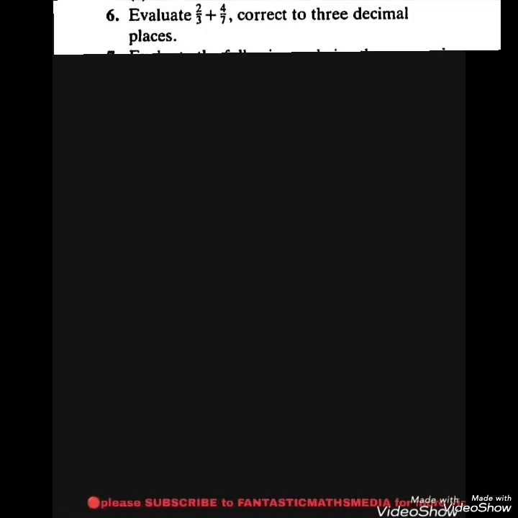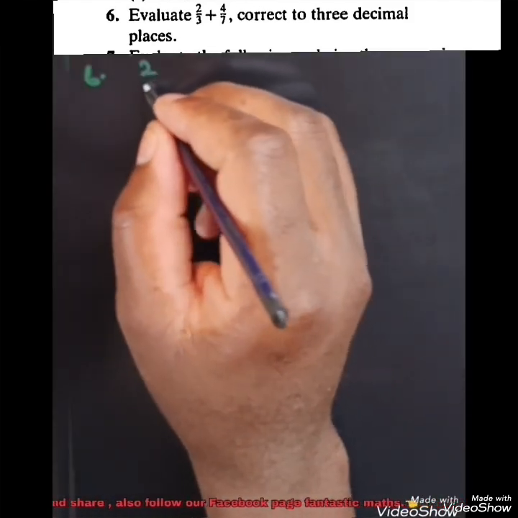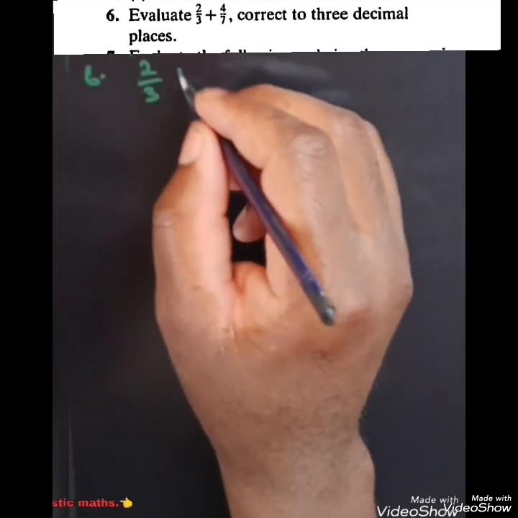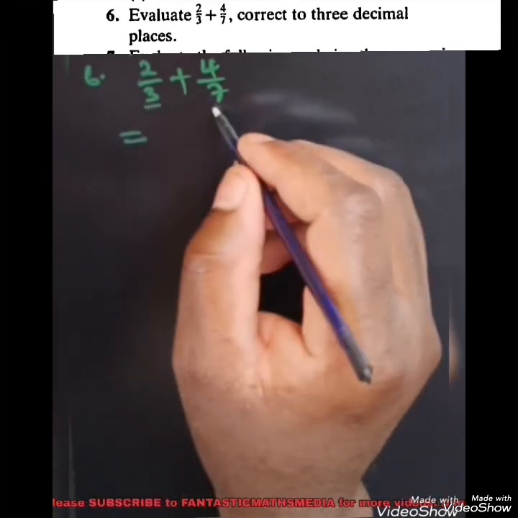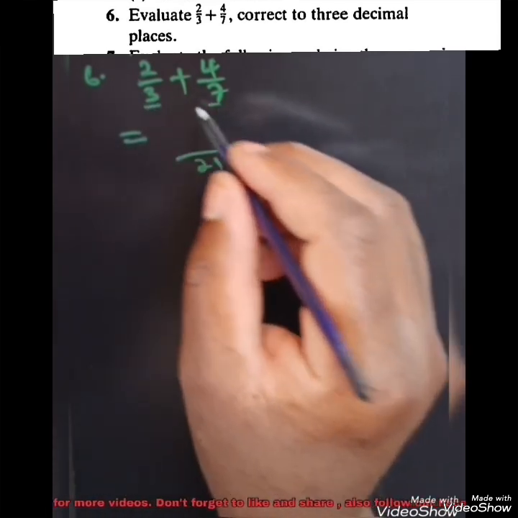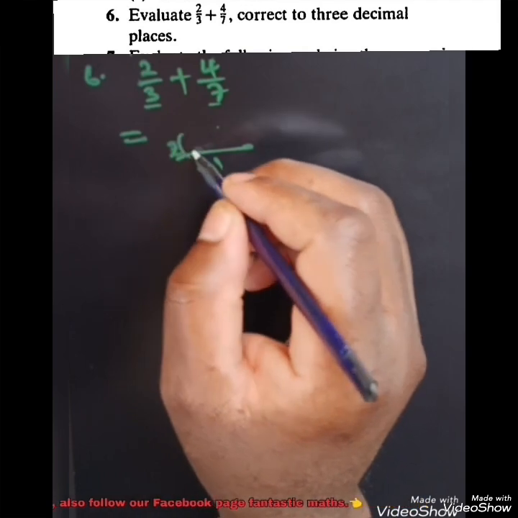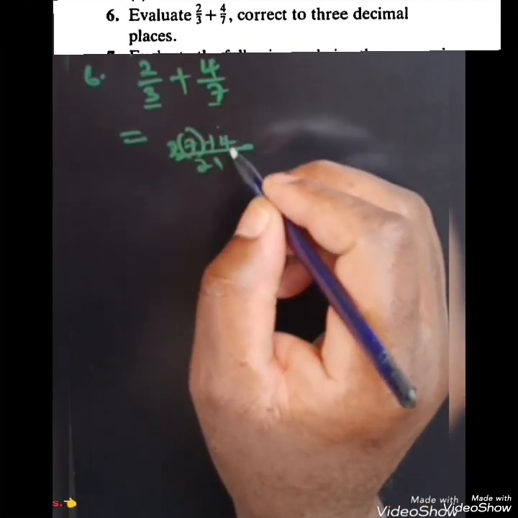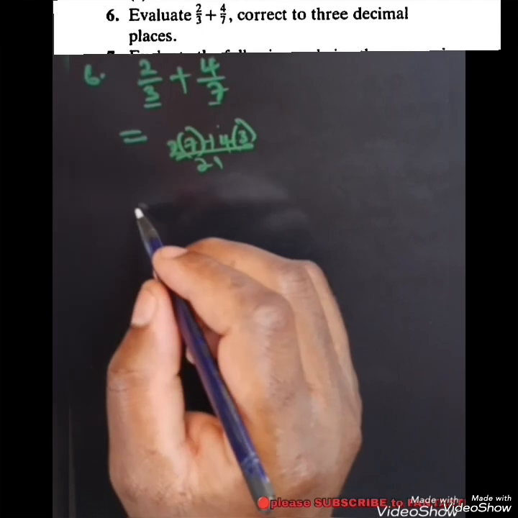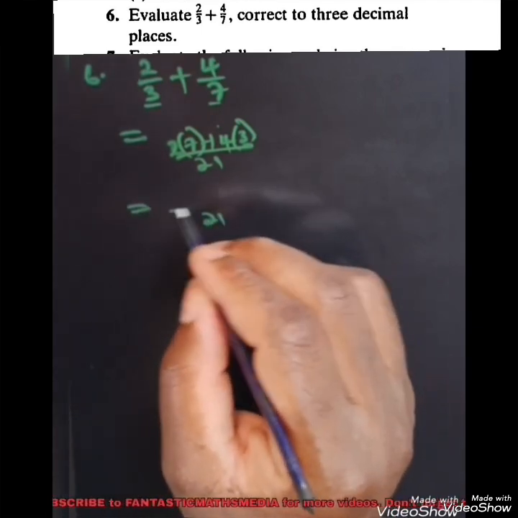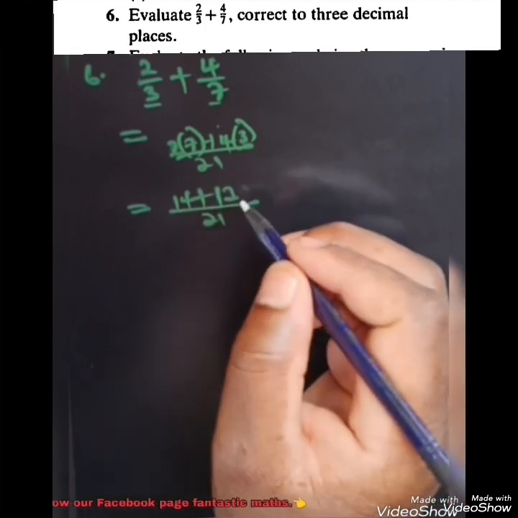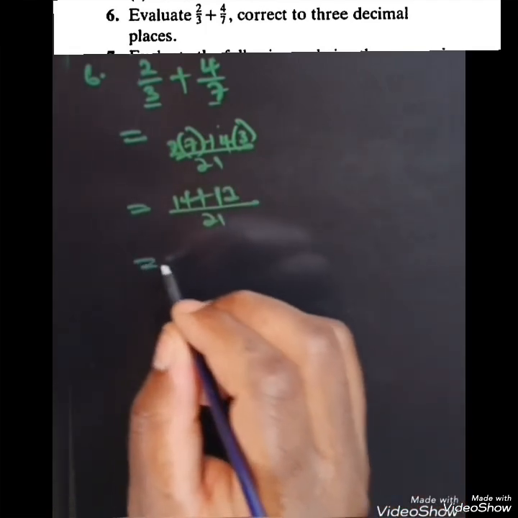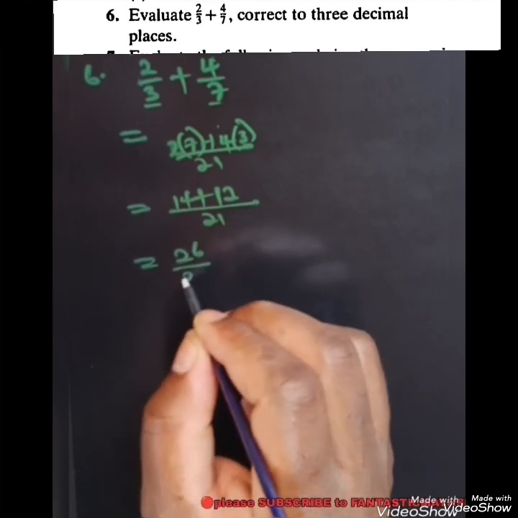Now we move on to number 6. Evaluate 2 over 3 plus 4 over 7, correct to 3 decimal places. So don't forget, our answer must be given to 3 decimal places. That is important because some people lose marks because they don't pay attention to the question. The common denominator is 21. Okay, let's solve this one. On top, we got 14 plus 12, which is 26 over 21.